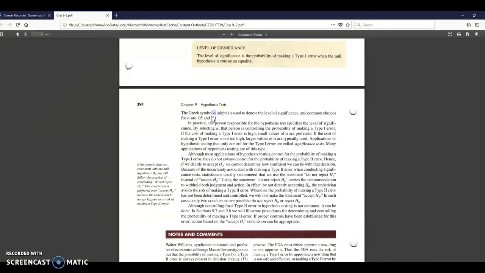So we are going to control for that. If the cost of making a type 1 error is high, say with these miles per gallon on the cars, if we improperly label the car, we can get sued later. We would want a small value of alpha. Maybe we would use 0.01, a 1% chance. We could go even lower. These are just common choices. If the cost of making a type 1 error is not high, then we might choose larger values for that alpha.